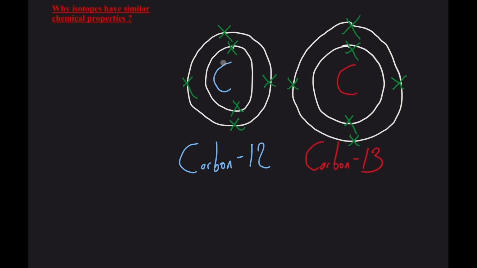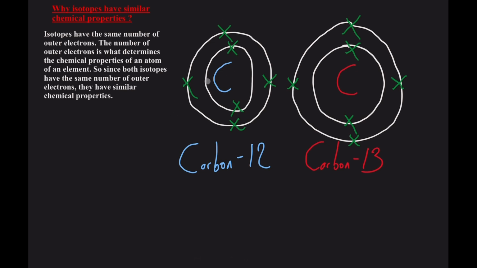And what determines the chemical properties of an element or of an atom is entirely down to the number of outer electrons the atom of that particular element has. In this case, both isotopes have the same number of outer electrons, and as a result, they have similar chemical properties. And one last thing: when we refer to the number of outer electrons, we can also just call it the electron configuration. Both terms are equally correct.